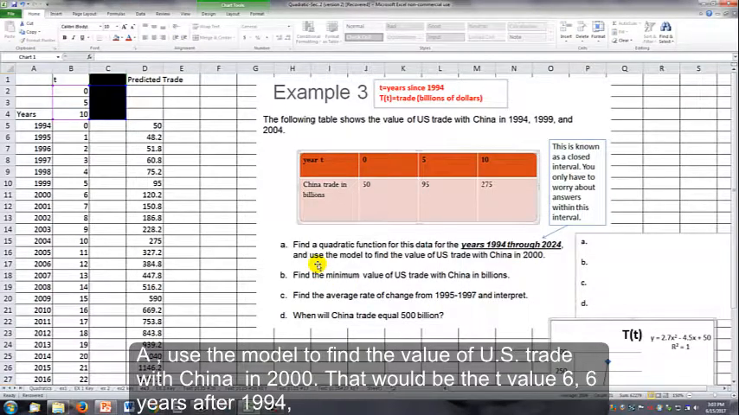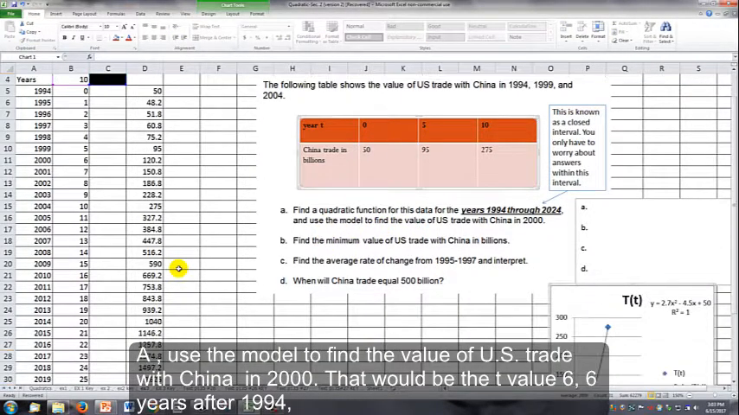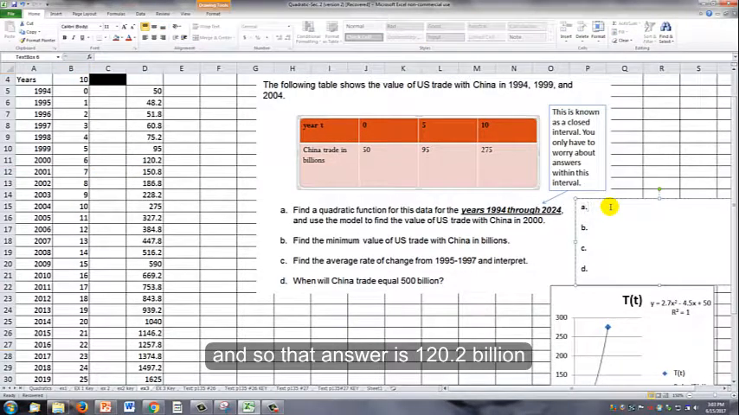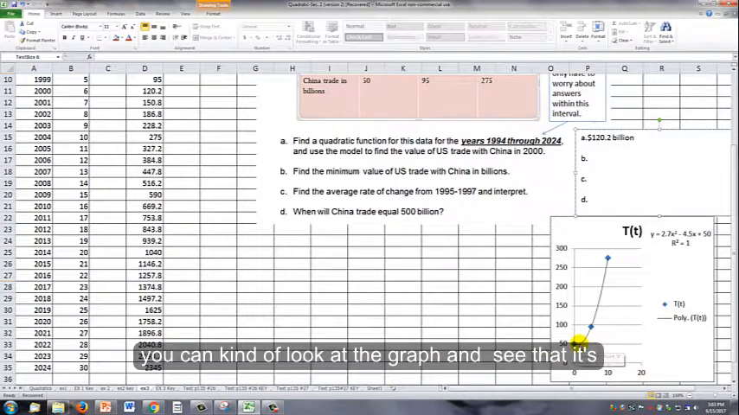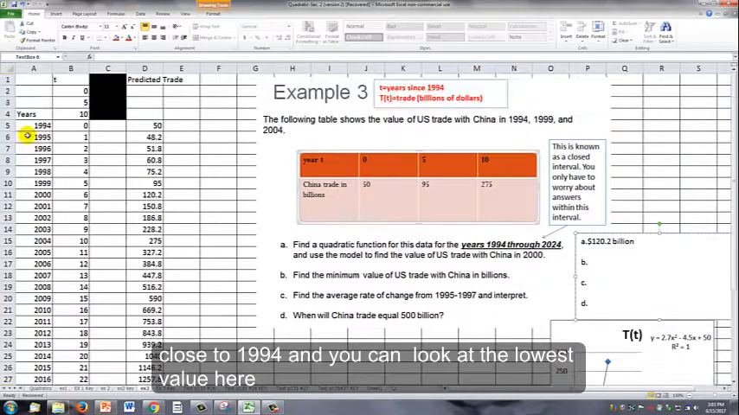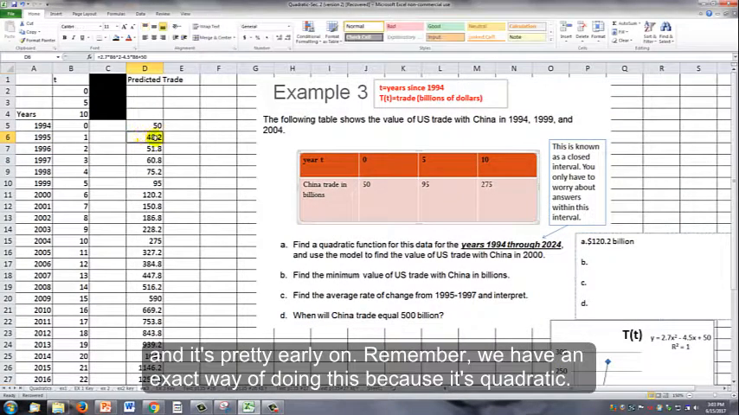A, use the model to find the value of U.S. trade with China in 2000. That would be the T value 6 years after 94, and so that answer is 120.2 billion. Next question, find the minimum. You can look at the graph and see that it's close to 1994, and you can look at the lowest value here, and it's pretty early on.